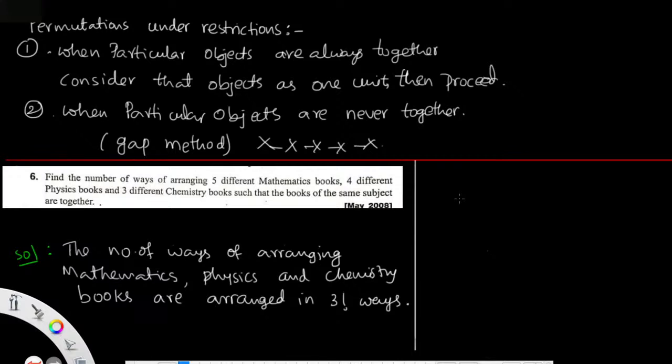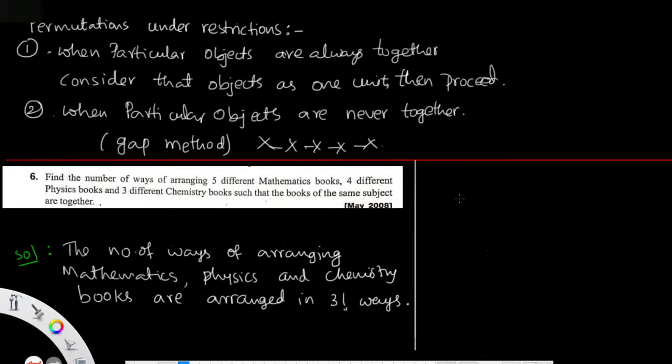In this manner, today the questions are from the sixth onwards, that's why I'm saying sixth to the remaining. The question is: find the number of ways of arranging 5 different mathematics books, 4 different physics books, and 3 different chemistry books, such that books of the same subject are together. This is the property of permutations under restriction or condition, when a particular thing is always together or never together. This is question number 6.